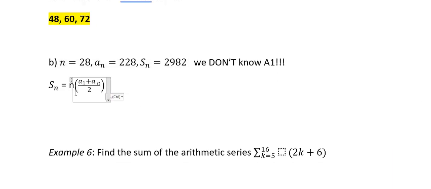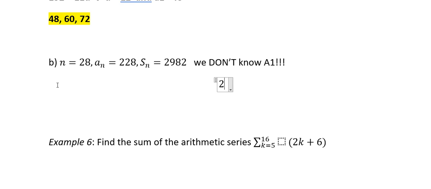So we can take this, fill in what we know, and solve for a sub 1. Then we'll also have to find d. n is 28, and we know that s sub n is 2982.